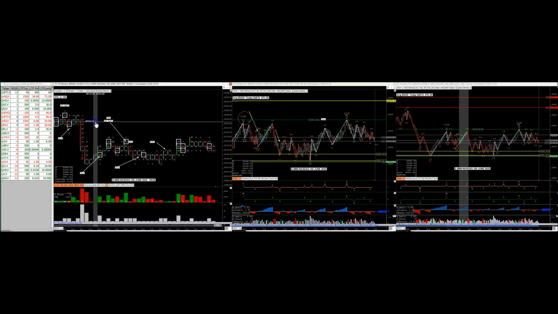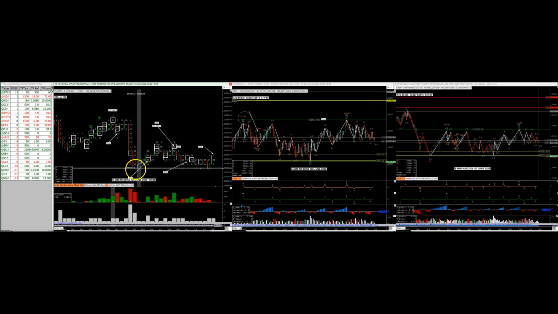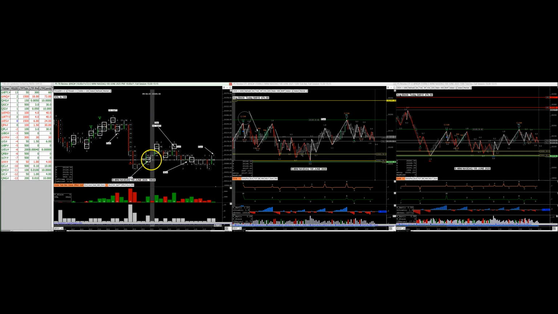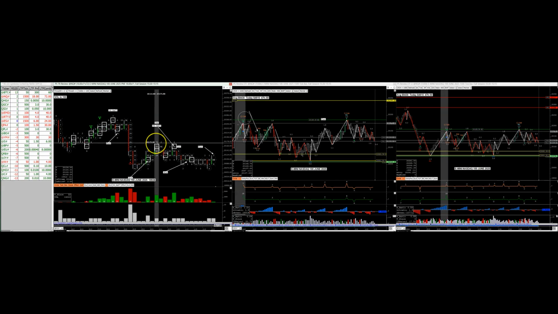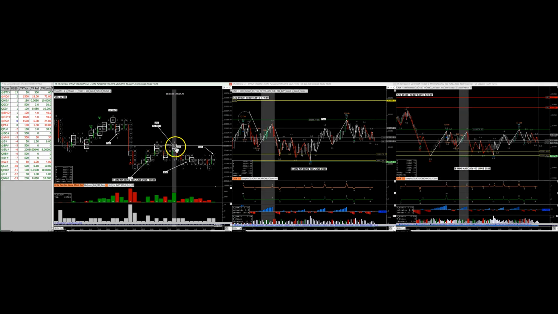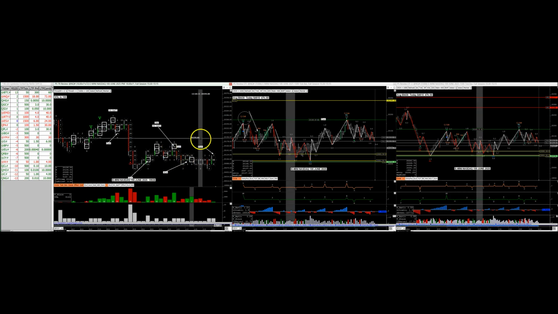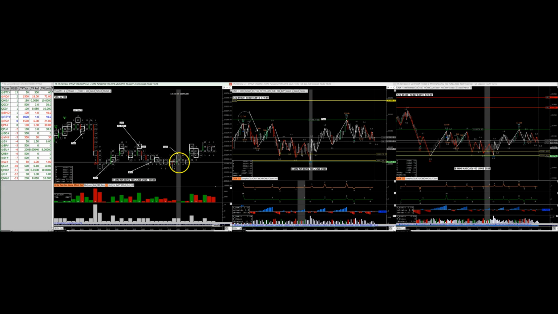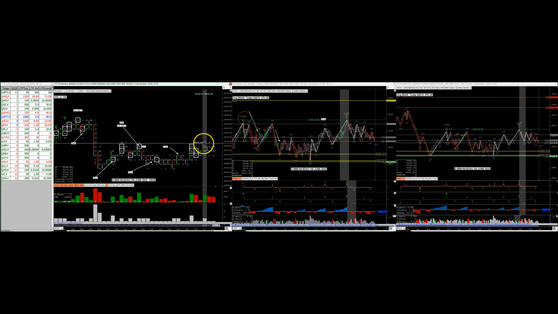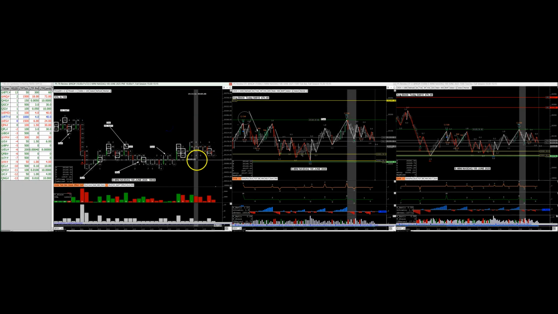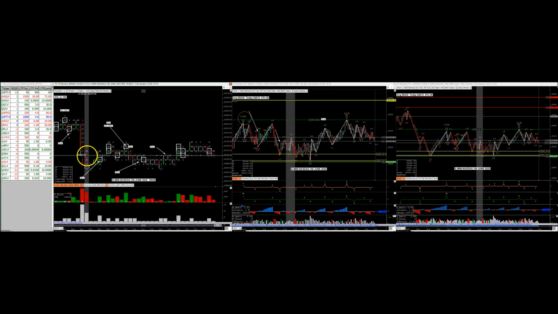This is the supply that led to this puke, this down move. This is the accumulation that led to this move. This is the distribution that forced the market back down. This is the accumulation that led to the market popping up. And this is the supply that's leading to the market being unable to go higher. That's what's going on.